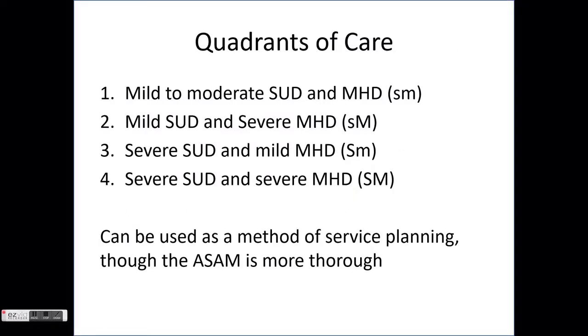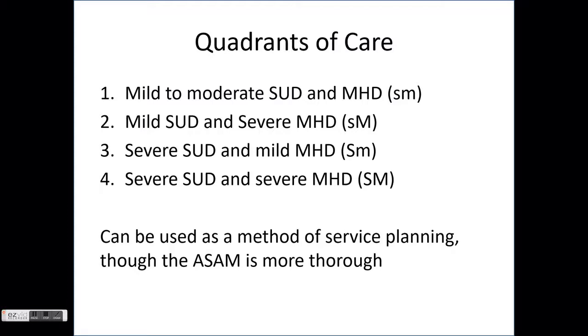When we're thinking about treatment planning, moving on after we've done diagnosis, these quadrants of care can be very useful. They're also very useful in the diagnostic process. Basically, it's just 4 different directions based on the severity of 2 coexisting disorders, a mental health and a substance use. So SUD being substance use disorder, MHD being mental health disorder. As we see, quadrants are all arranged depending on which of these disorders is considered to be mild or moderate and which is considered to be severe.